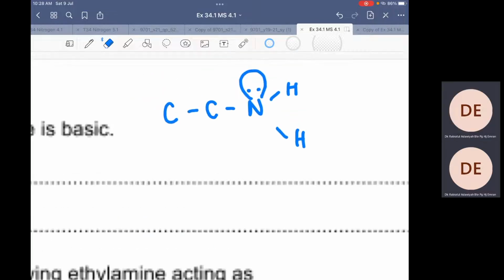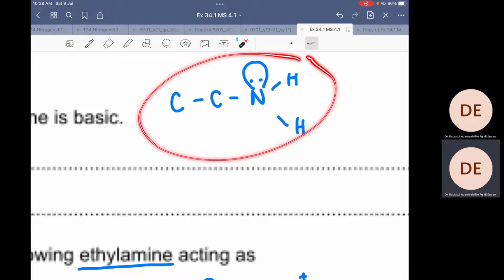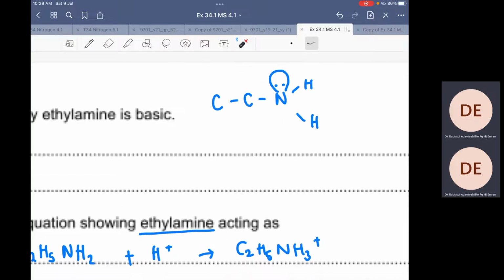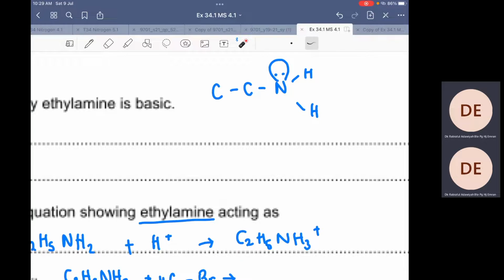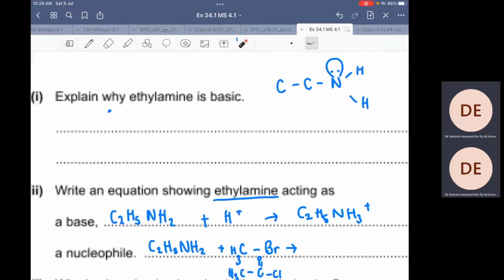What is it, that one thing that we look at in a molecule of base that gives its characteristic as a base? The lone pair, yes, that's right, thank you. So the lone pair. Usually you look out for nitrogen, the most common atom that can act as a base because it has a lone pair of electrons. So explain why ethylamine is basic.